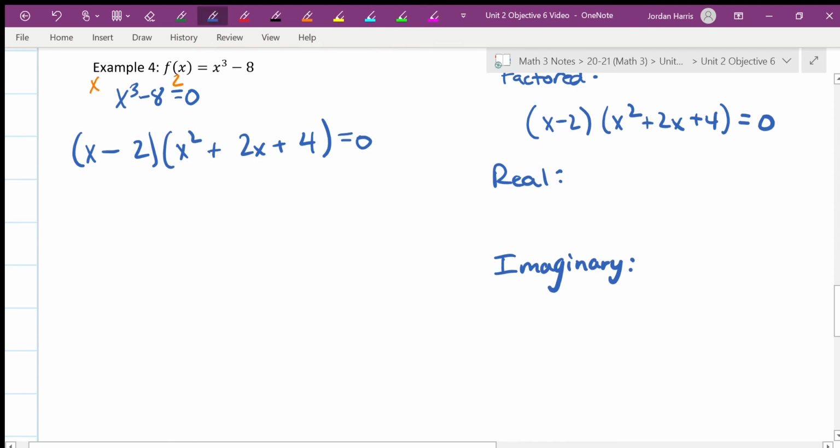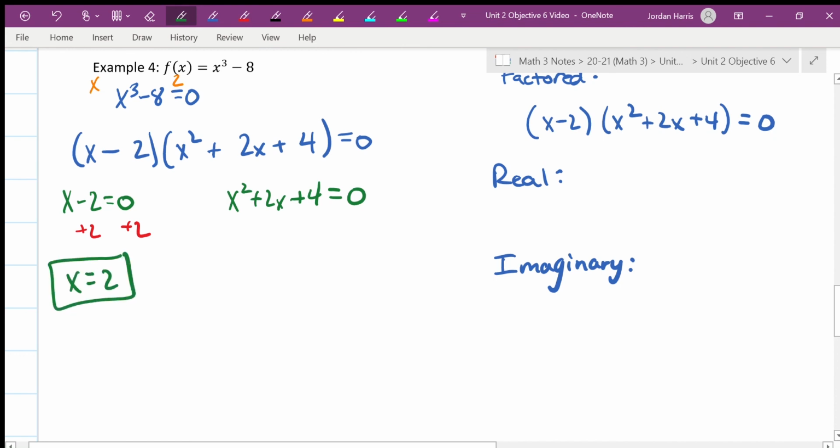Now I need to find the solutions. So we take each thing and set them equal to 0, right? The binomial equal to 0, the trinomial equal to 0. This is your zero product property. That should be ringing a bell when I mention that now. So set each piece equal to 0, the two things that are multiplied together. This one is easy. Add 2, x equals 2.